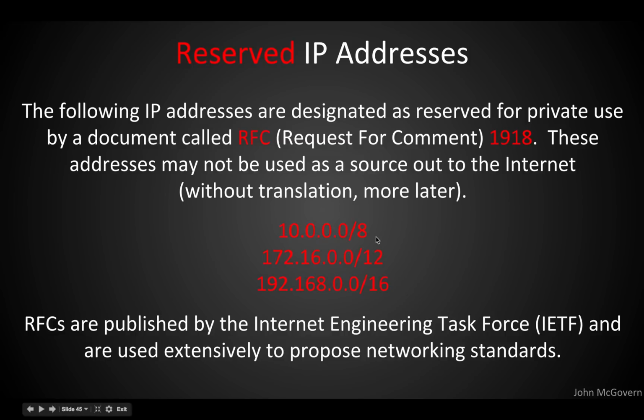Some ranges of addresses are reserved. They are reserved in a Request for Comment, which is just a special type of document published through a group called the IETF, the Internet Engineering Task Force. RFC 1918 is a fairly famous RFC document. They're all numbered. The 10 dot addresses are reserved. 172.16 through 31 is reserved, and that'll make more sense when we talk about subnets. And then 192.168 is reserved. Those are reserved for private use within an organization. They can't be allowed out onto the internet.